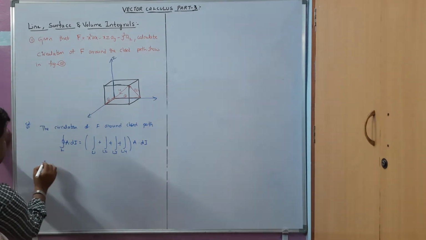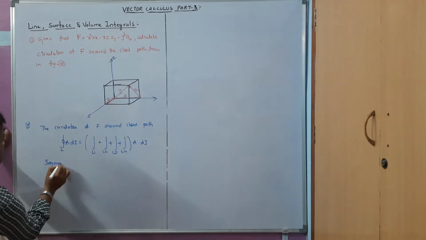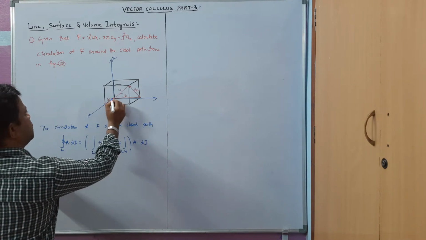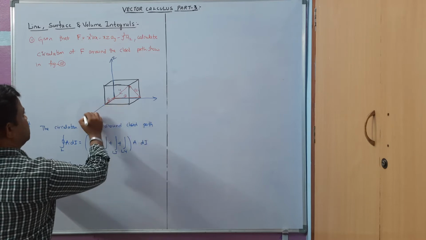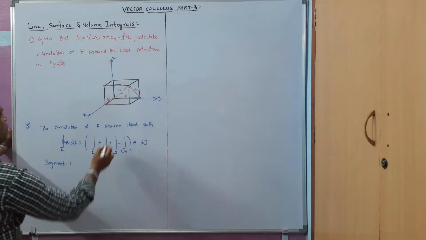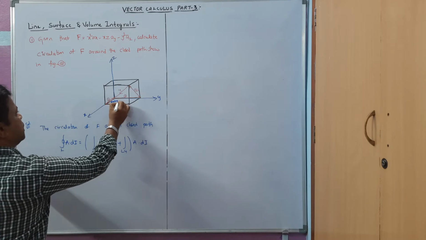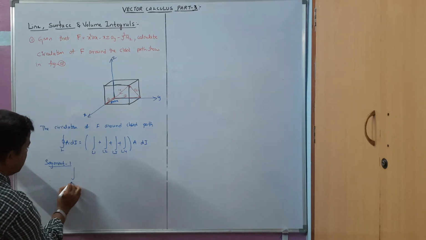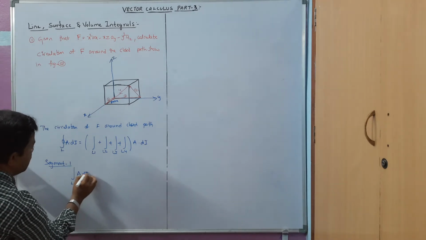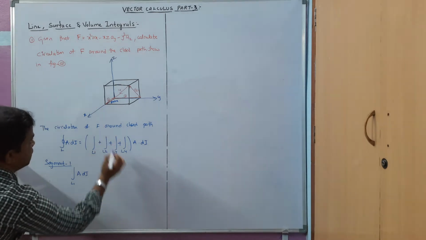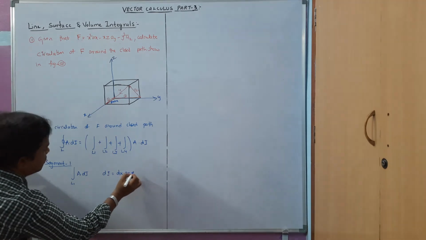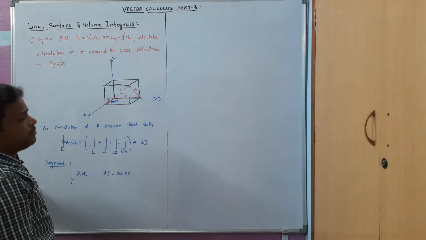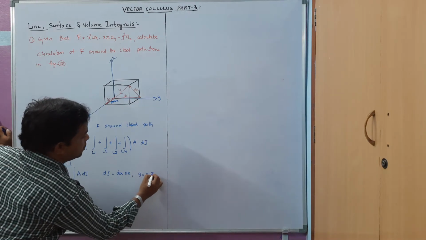Let us take segment 1 here. So we'll try to solve separately here. So this is along the x axis. This is x axis, y axis and z axis. So this will be dx ax. So the line integral for L1 will be A dot dl, and here dl will be along x axis. So we will get dx ax. And here on this line y and z will be 0. Y is equal to z equal to 0 here.